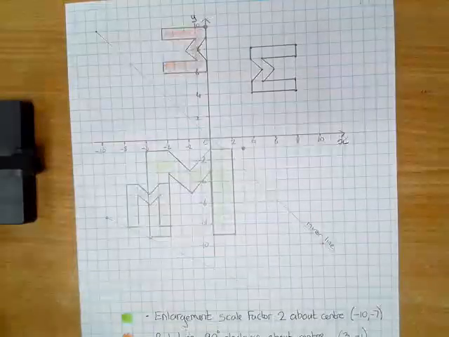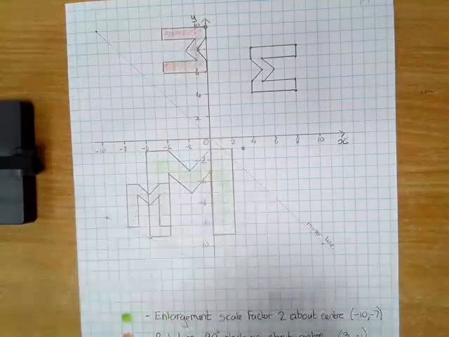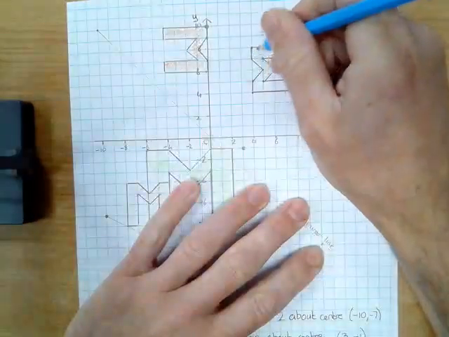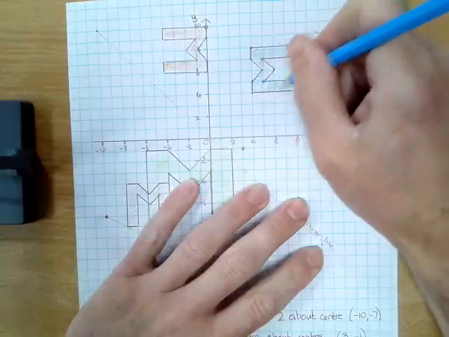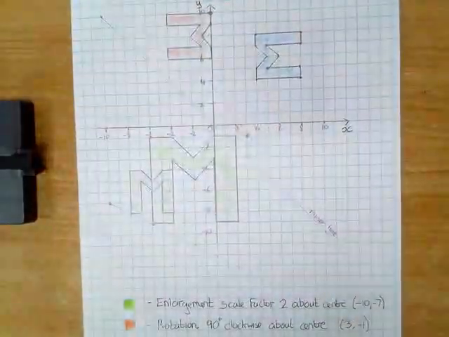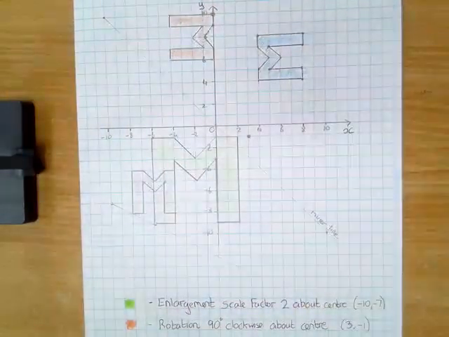So I'm going to need another colour. So we'll go for a nice blue this time. Colour him in blue. There we go. And that's it. That's the reflection in that mirror line there.